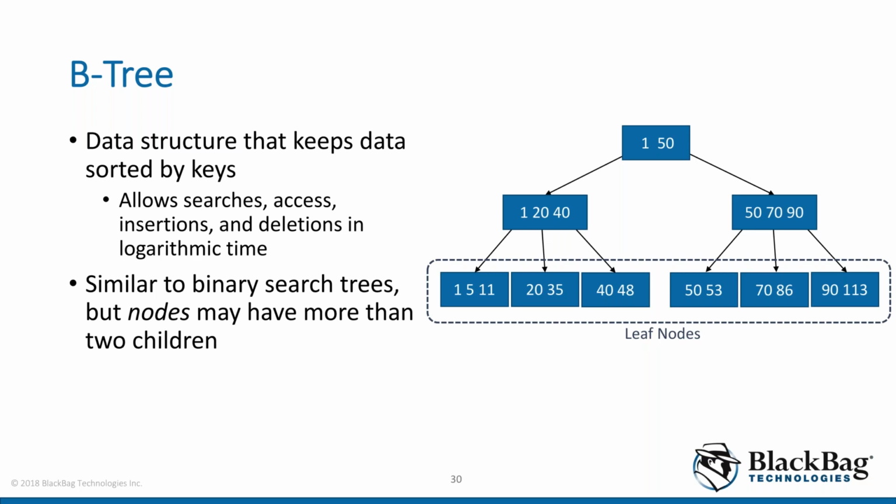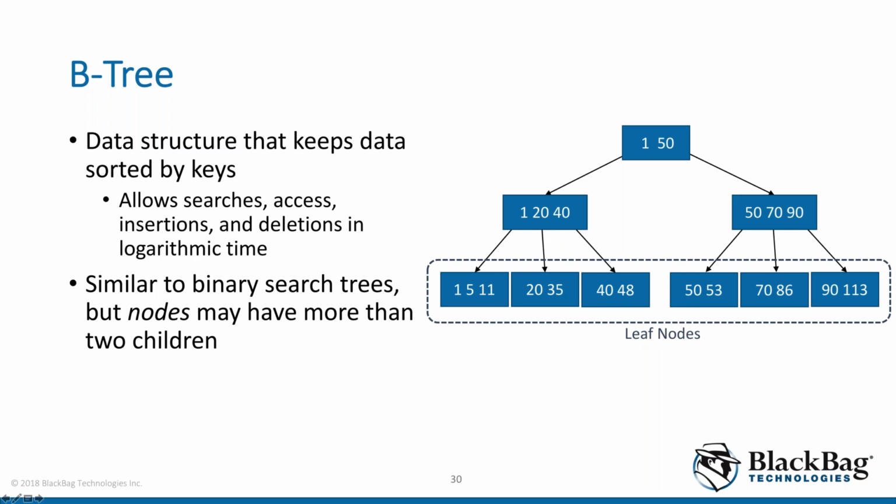So if you know what a binary search tree is, a B tree is sort of a generalization of a binary search tree. What the difference is, binary search trees are restricted to have 2 nodes, you either go left or right. B trees are balanced trees that can have more than 2 children.